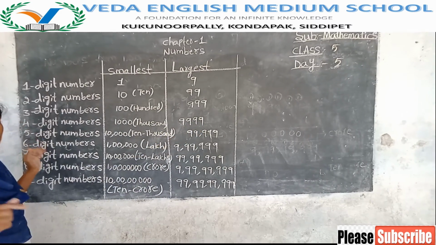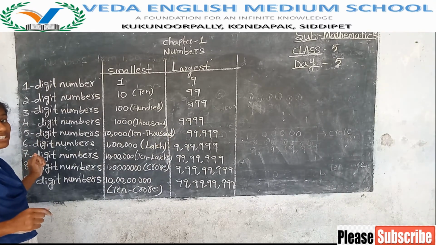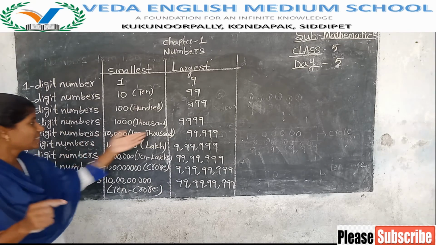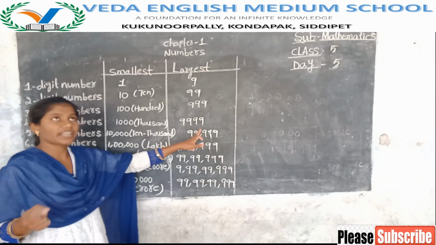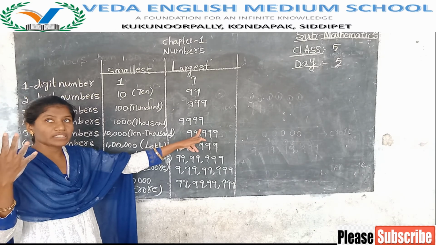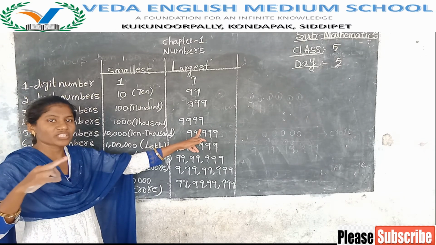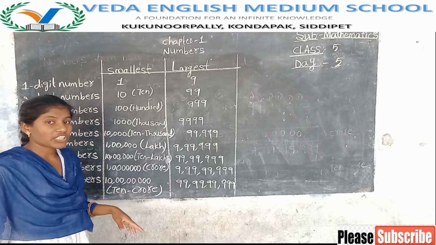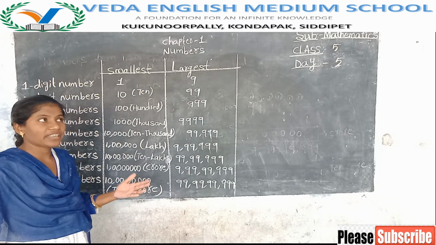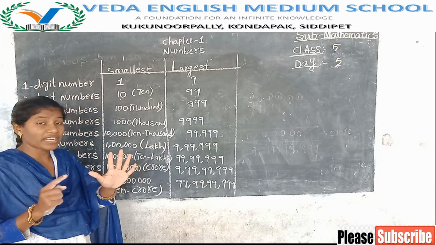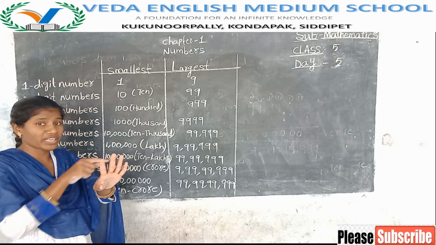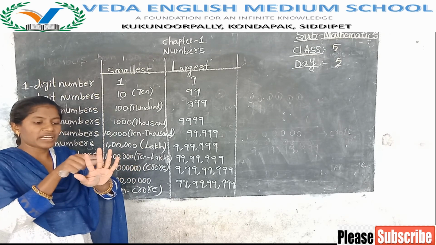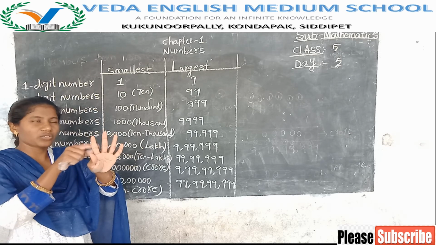And one more thing, if I ask about the largest number, what is the 4 digit largest number? 9,999. A 4 digit number means 4 nines are there. 1s, 10s, 100s, thousands. The 5 digit largest number is 99,999. 5 digits means 5 nines. Count the place values: 1s, 10s, 100s, thousands, 10,000s.